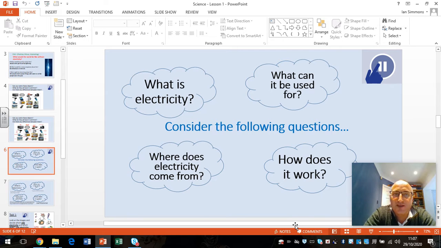So 4 questions to consider. What is electricity? What can it be used for? How does it work? And where does the electricity come from? Pause now to consider those questions.